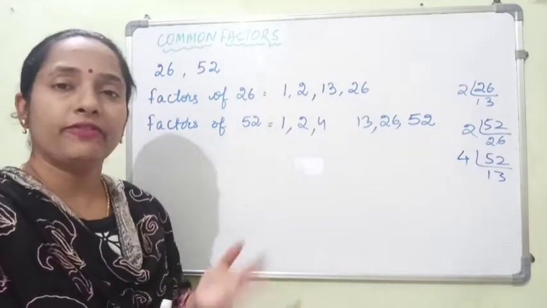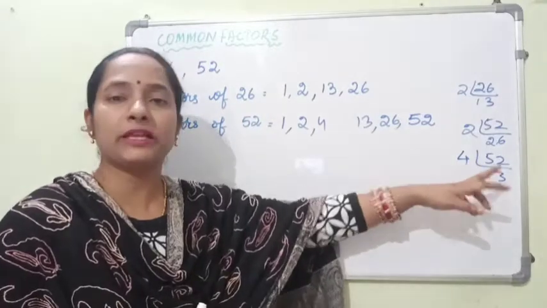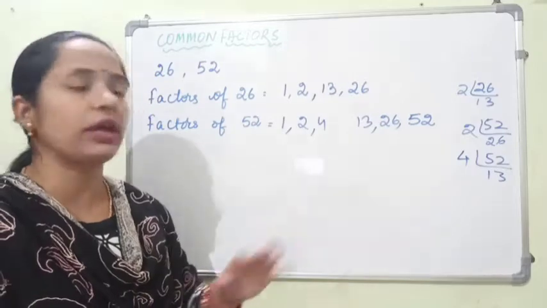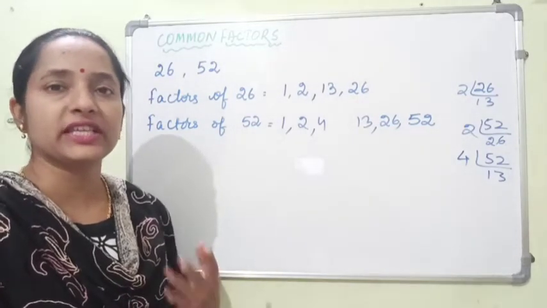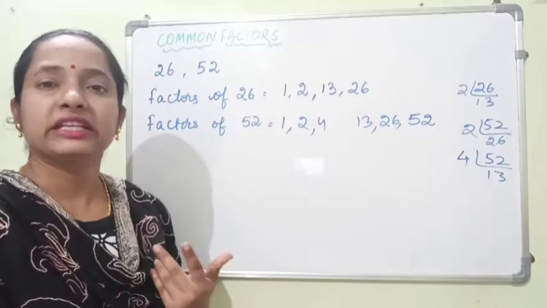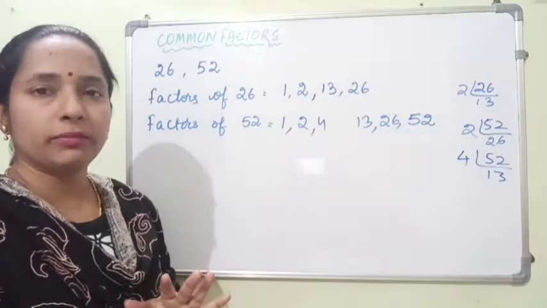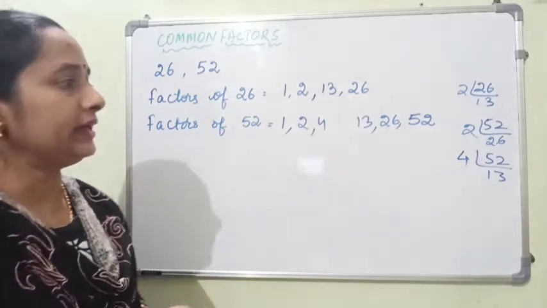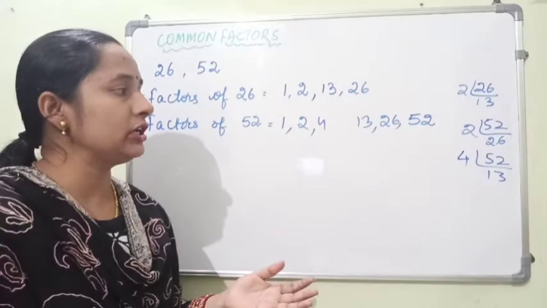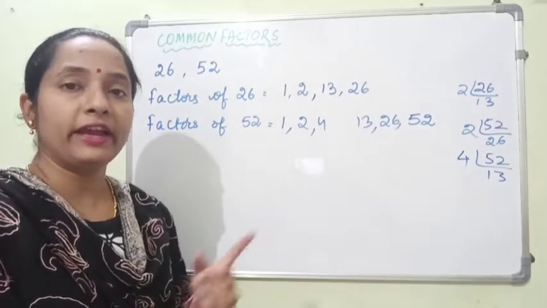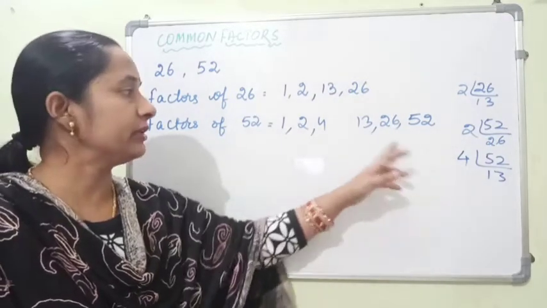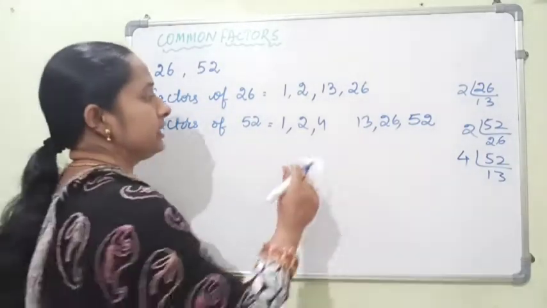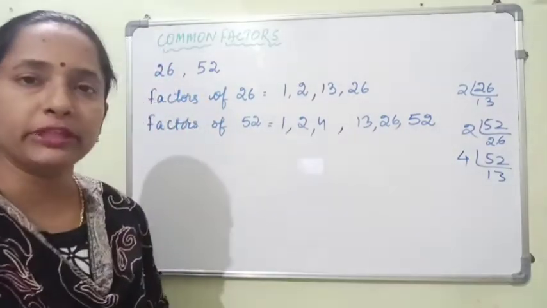Then 5. As its units place digit is 2, it cannot be divisible by 5. Then by 6. In the 6 table also we don't have 52. 52 is not a multiple of 6, not a multiple of 7, 8, or 9. It's also not a multiple of 10, 11, or 12. Finally you will get that it's a multiple of 13, because we already got 13 as a factor. 13 fours is 52. So these are all the possible factors of the number 52.